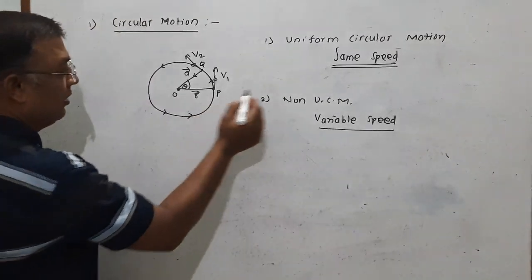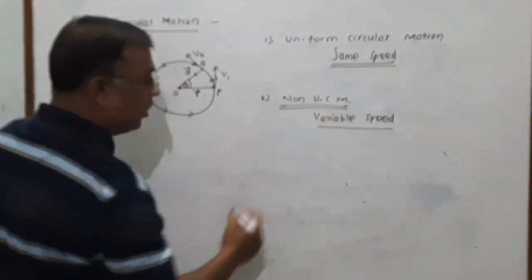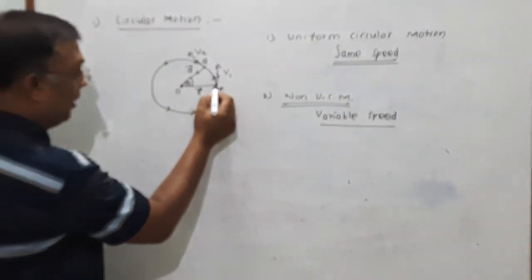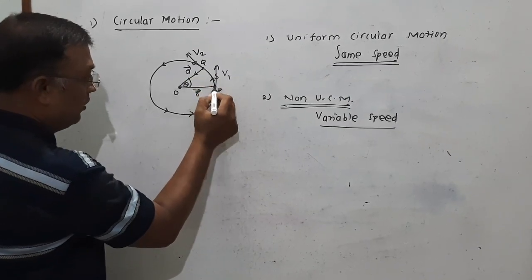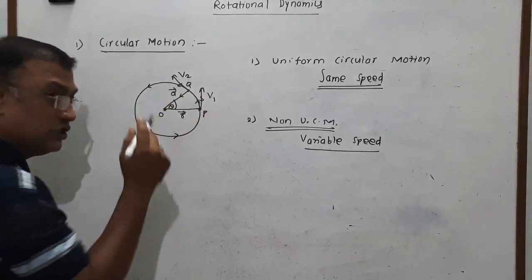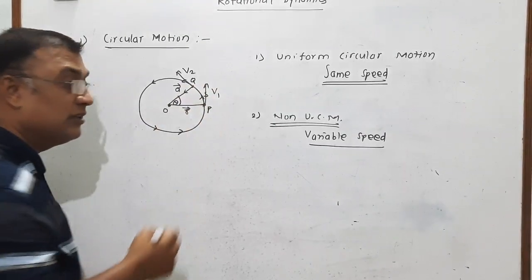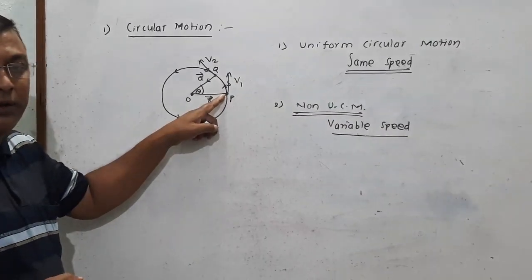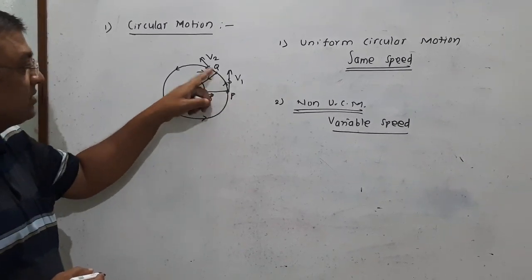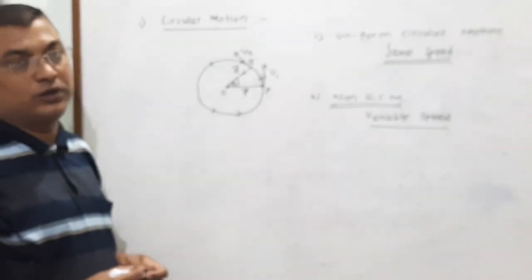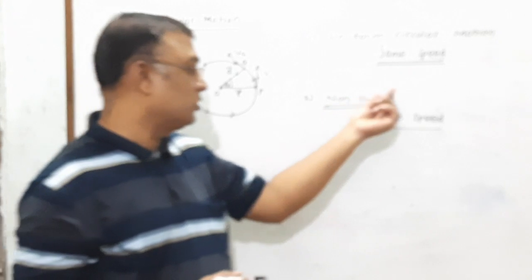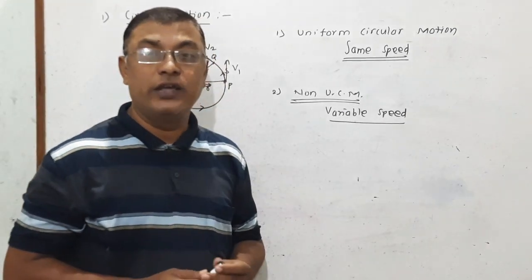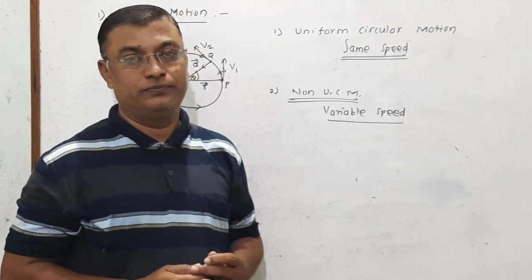That means in non-uniform circular motion, when the particle moves from P to Q, the velocity is changing as well as the speed. Whatever the speed of the particle at point P, it is not the same as at point Q. That means in non-uniform circular motion, variable speed is found.